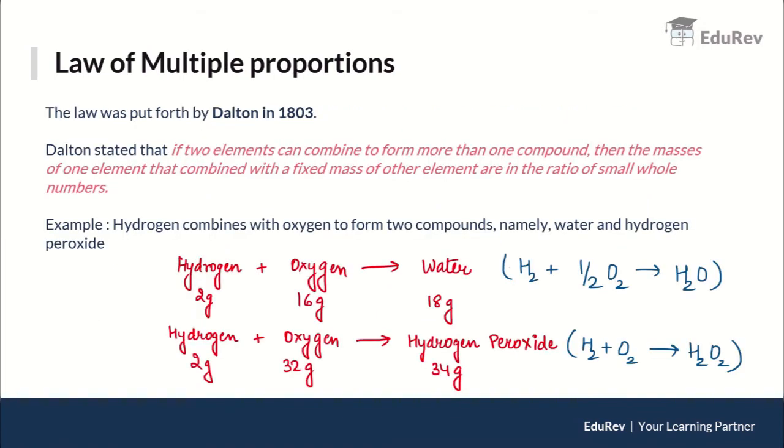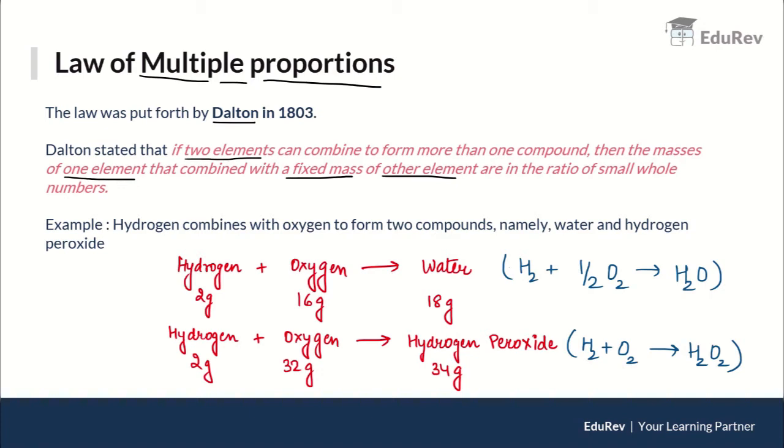The next law talks about the law of multiple proportions. It was put forth by Dalton in 1803. He stated that if two elements can combine to form more than one compound, then the masses of one element that combine with a fixed mass of the other element are in the ratio of small whole numbers. Let me explain this with an example.